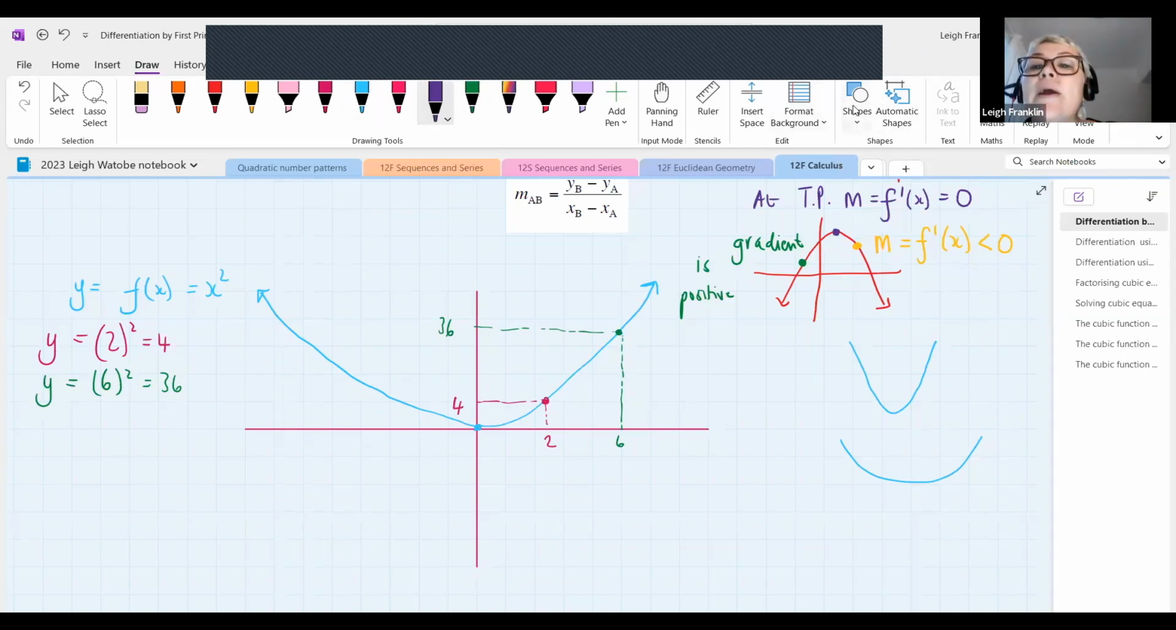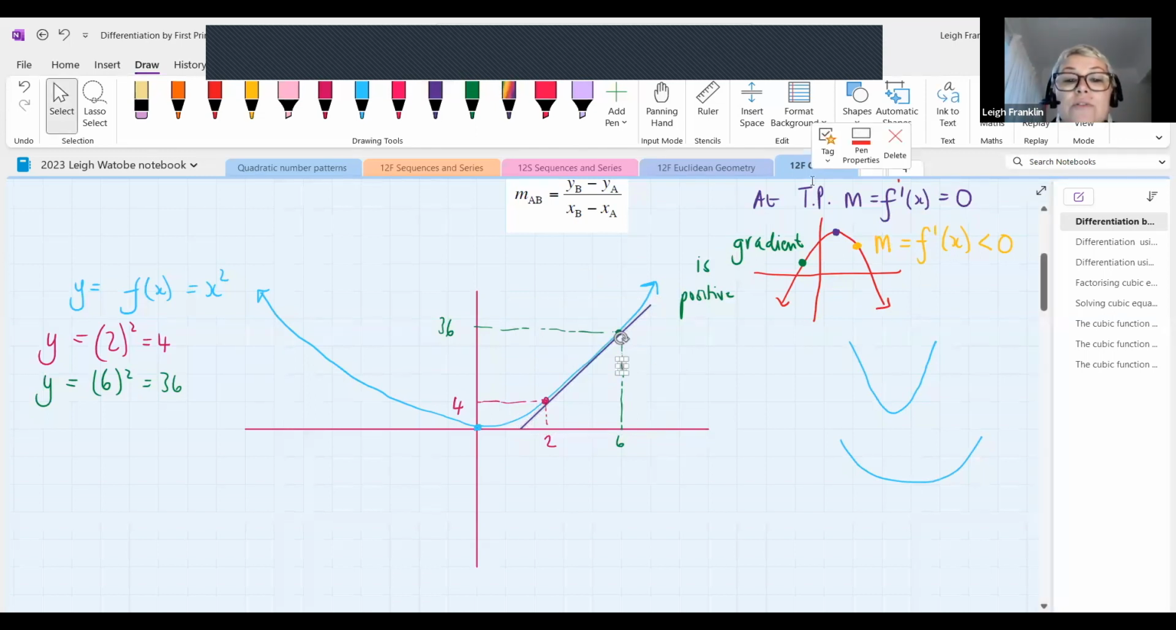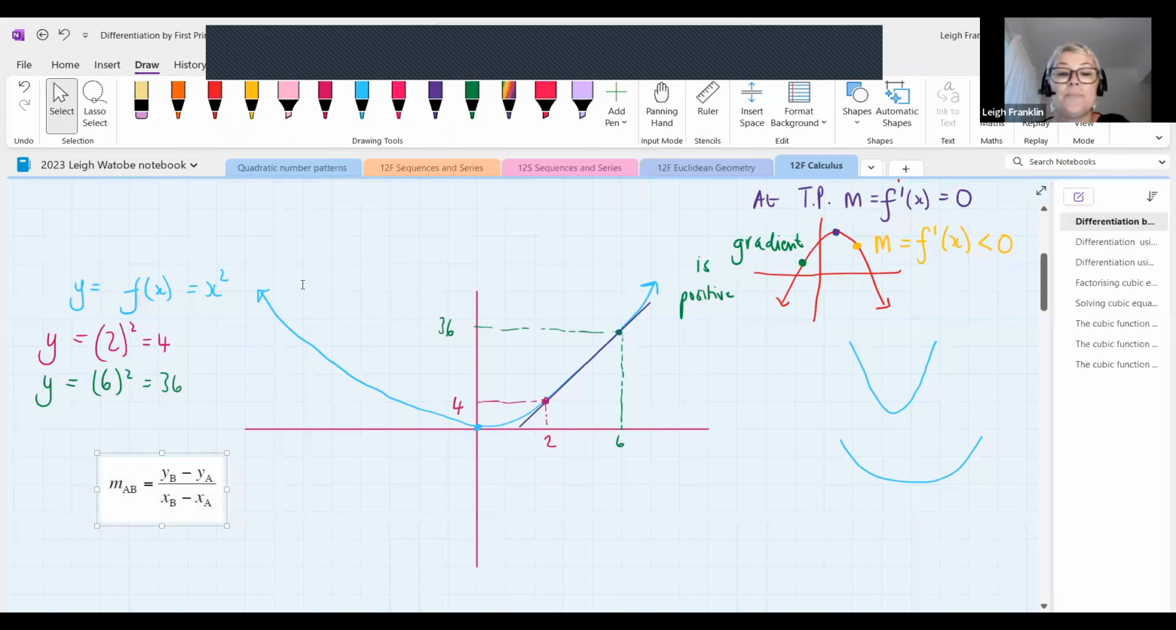That's what average gradient does. It's like connecting 2 points on a function with a straight line. So if I had a straight line that went through both of those points, let's just see if I can move it slightly to the left. There we go. If I was connecting those two with a straight line, the purple line, then I could work out the average gradient. Average gradient means using the gradient formula.